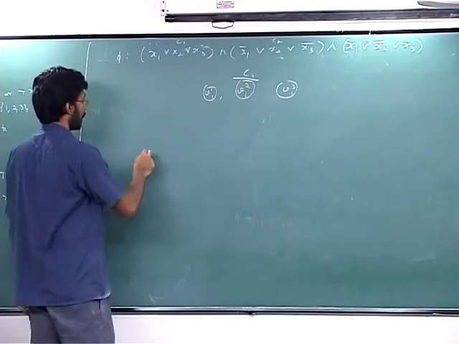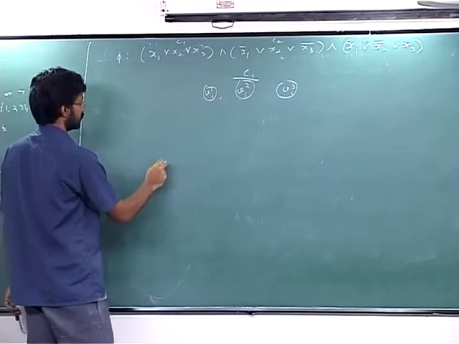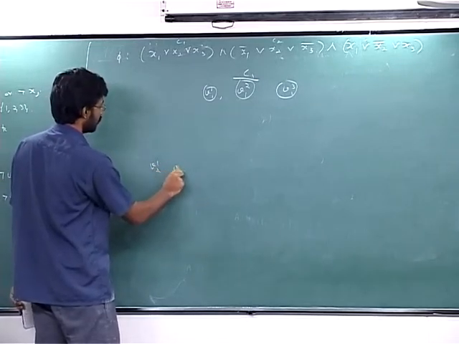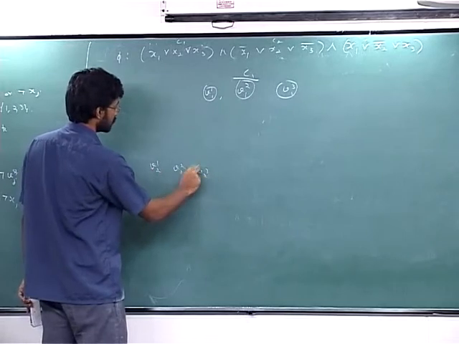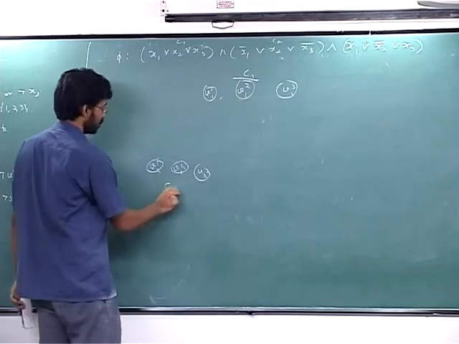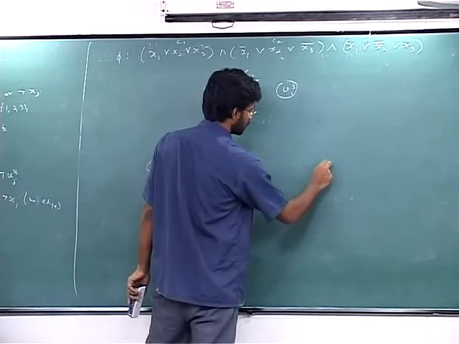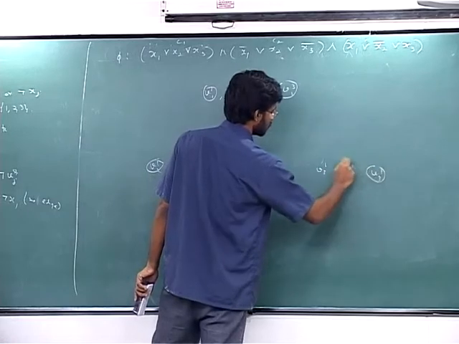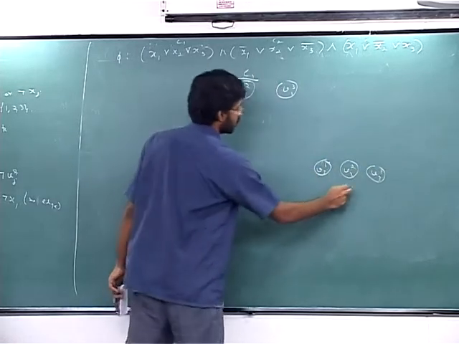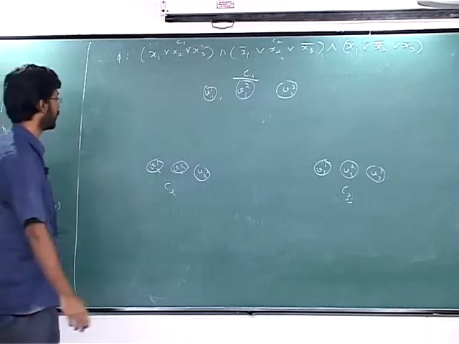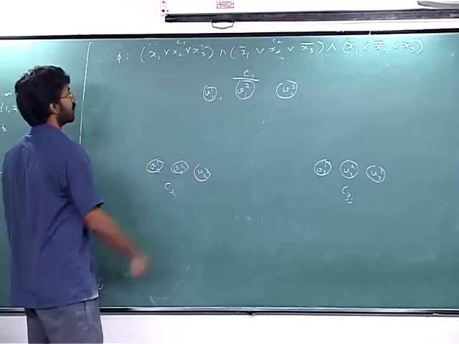And V21, V22, V23 are going to correspond to clause 2, and it's going to correspond to clause 3. And how do you put an edge? We put an edge if, okay.